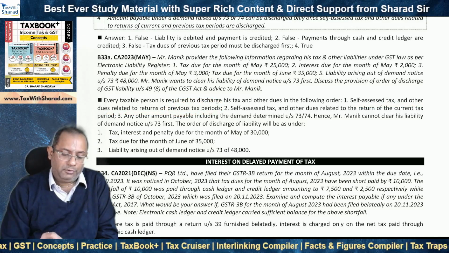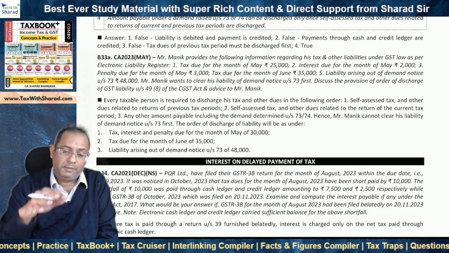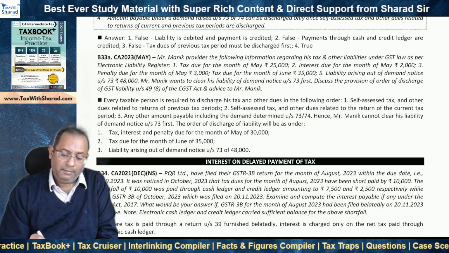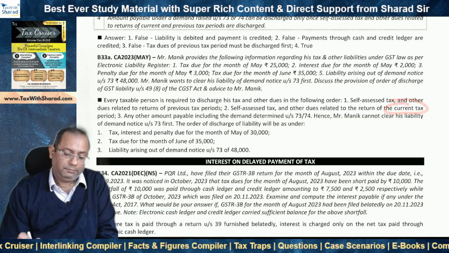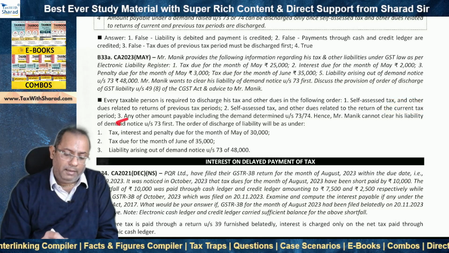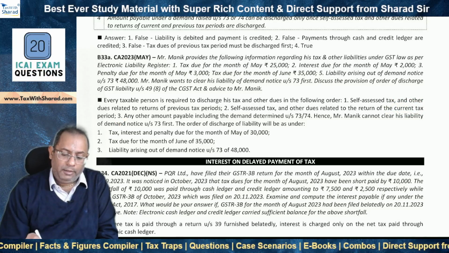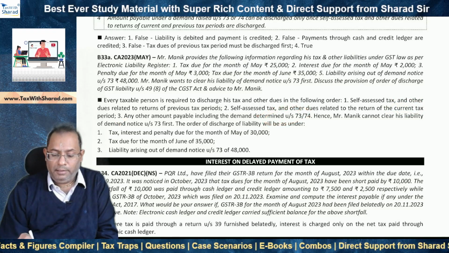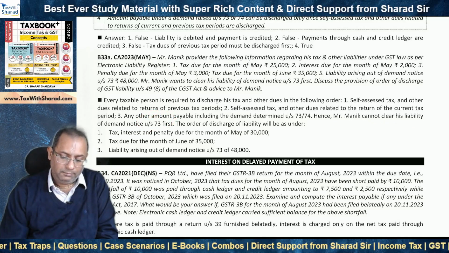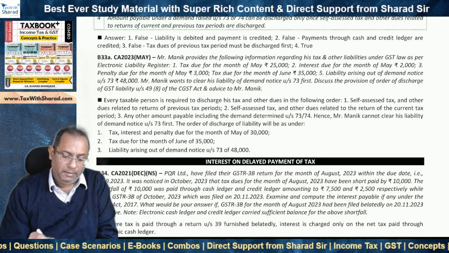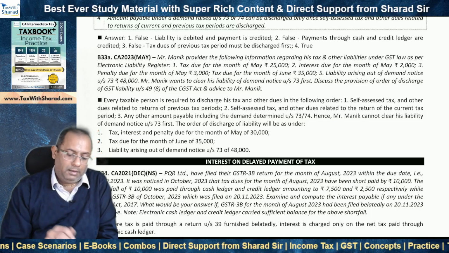Self-assessed tax and other dues related to returns of previous tax periods, number 1. After that, self-assessed tax and other dues relating to return of the current tax period. And then finally, any other amount payable, including demand under section 73-74. Hence, Mr. Manik cannot clear his liability under section 73 first. So the order of discharge of liability will be this, and this.